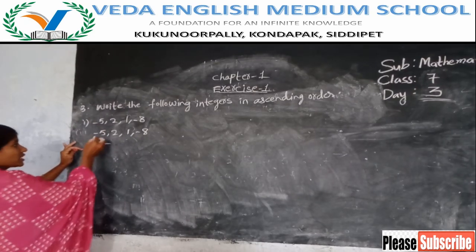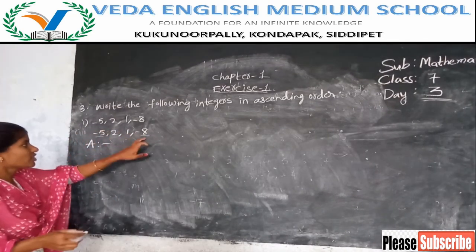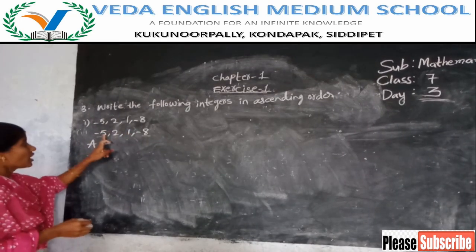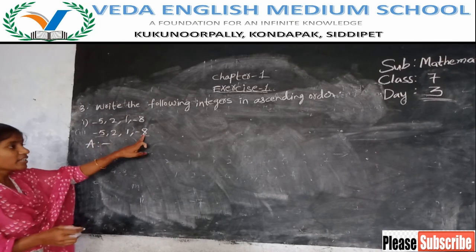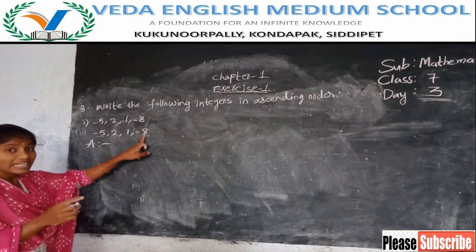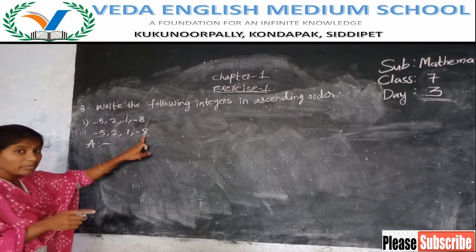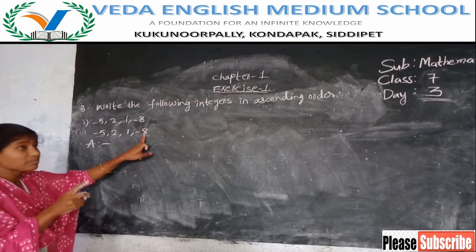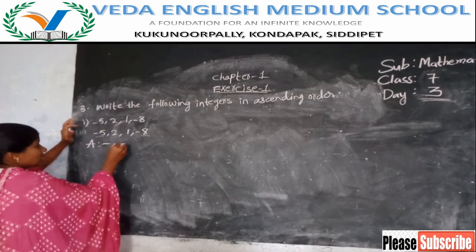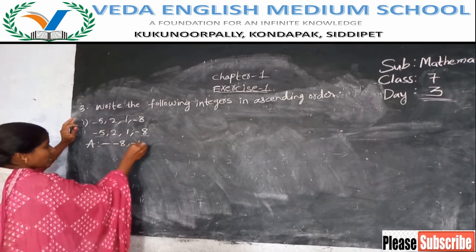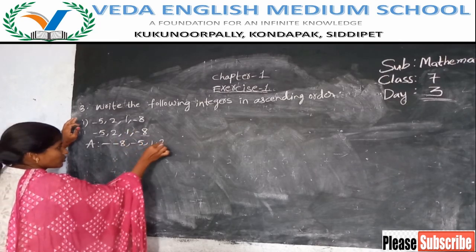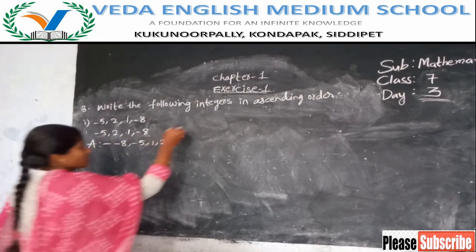What are the negative numbers here? Minus 5, minus 8. Both are the negative numbers. 2, 1, both are positive numbers. Out of minus 5, minus 8, what is the first smallest number? Greater number becomes smaller, smaller number becomes greater. So minus 8 is the smallest. Next minus 5, 1, 2. It is the ascending order. Now the first question has completed.